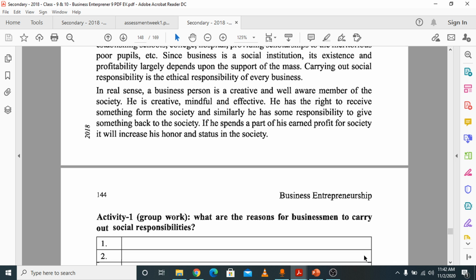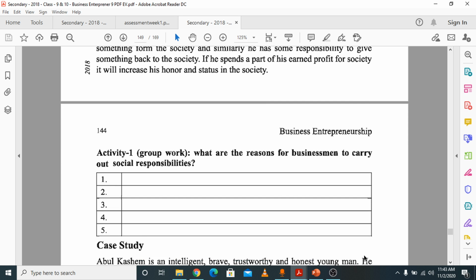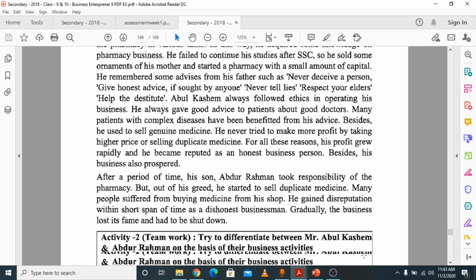If he spends a part of his earned profit for society, it will increase his honor and status in the society. That means you, as a businessman, can earn profit, and also you can use some of your money for the welfare of the society. It will bring you good honor, good respect, and obviously it will bring status in the society. So that's why it is important.